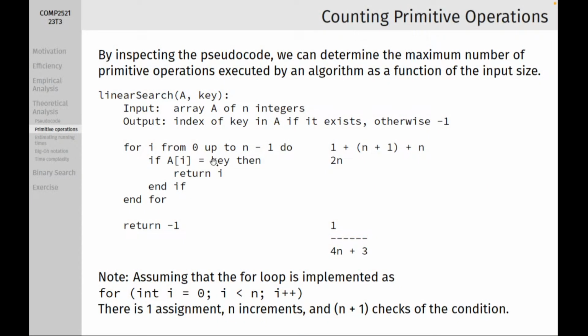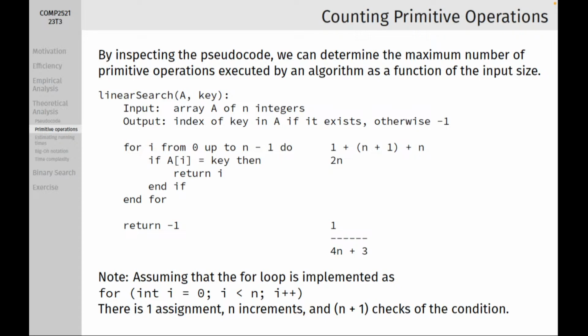All right, so before the break, we counted the number of primitive operations performed in the worst case by linear search, and we came to the sum 4n plus 3.